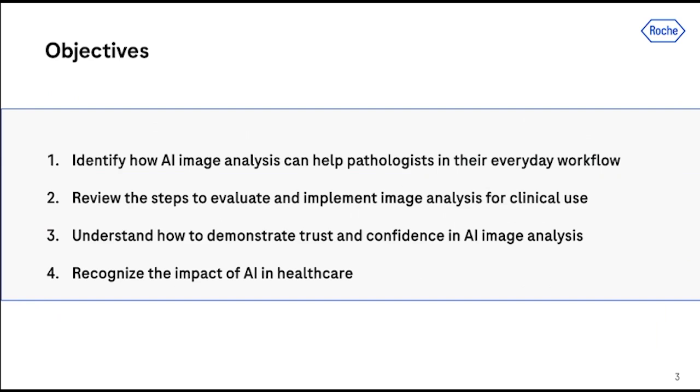Today's webinar has 4 objectives. Objective 1 is to identify how AI image analysis can help pathologists in their everyday workflow. Objective 2 is to review the steps to evaluate and implement image analysis for clinical use. Objective 3, understand how to demonstrate trust and confidence in AI image analysis. And Objective 4, recognize the impact of AI in healthcare.